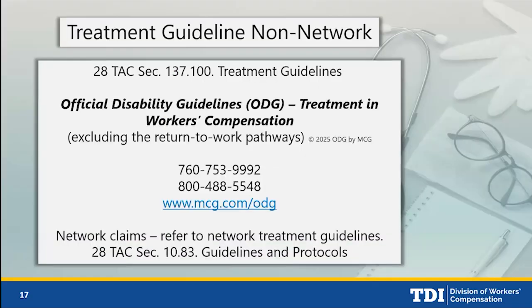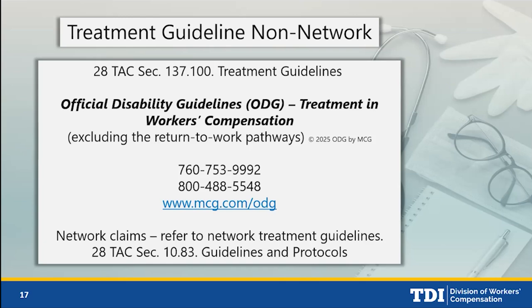So the treatment guideline used for non-network injuries in Texas workers' compensation is the ODG, or the Official Disability Guidelines. This is an online subscription that is required by law, required by the rule. We recommend that you get it because if you're treating in workers' compensation, you'd basically be operating in the dark if you don't have the ODG.